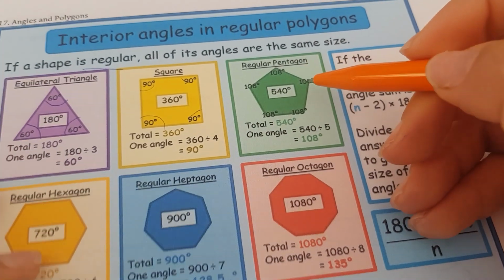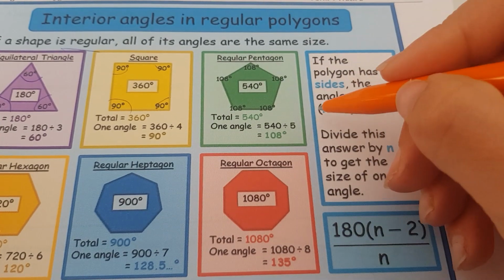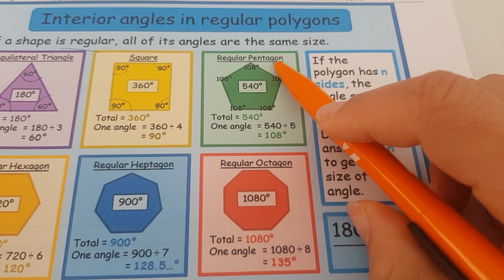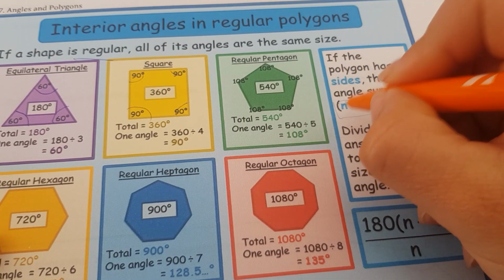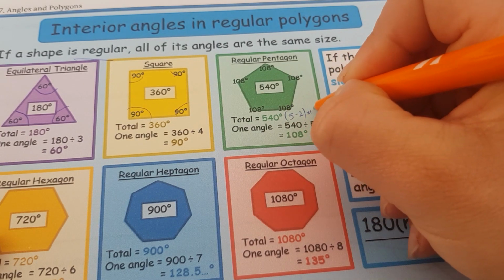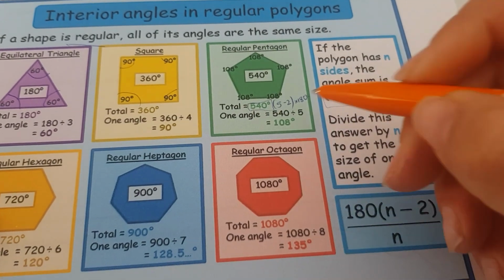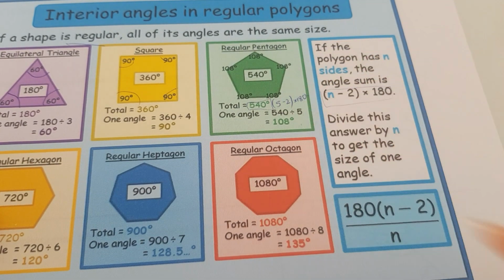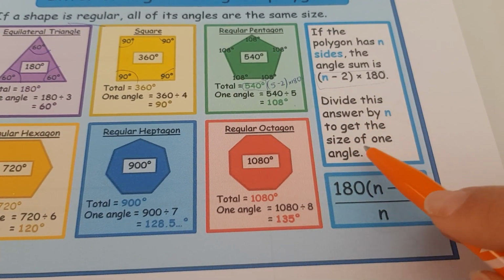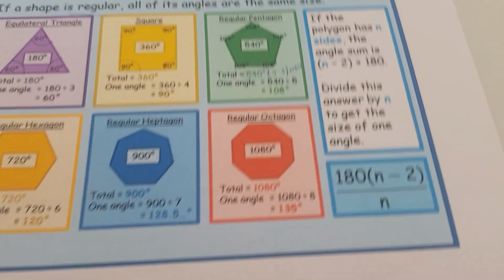A pentagon. So if the polygon has n sides, we use this, like the one we found out. So if it's a pentagon, its number of sides is 5, minus 2, times 180. That means the total is 540. And to find one, just divide by 5, because they're all equal. Divide this answer by n to get the size of one angle. And this is what we wrote in the previous page.